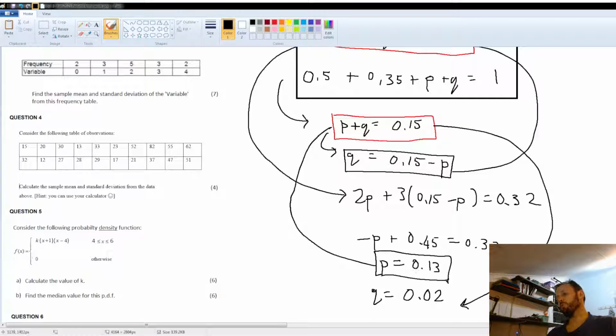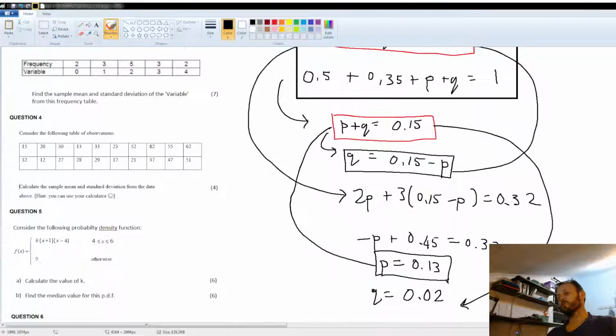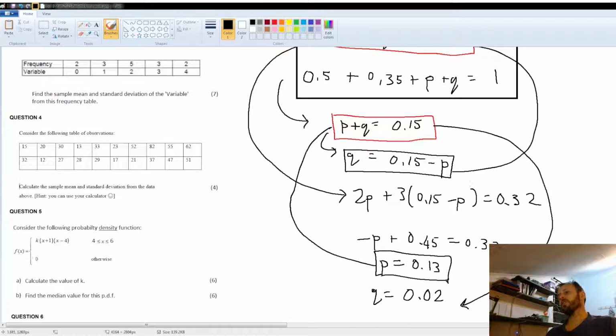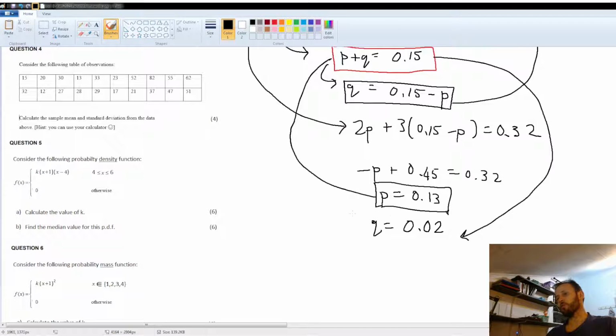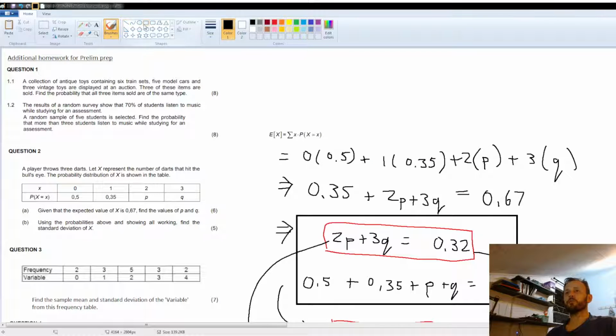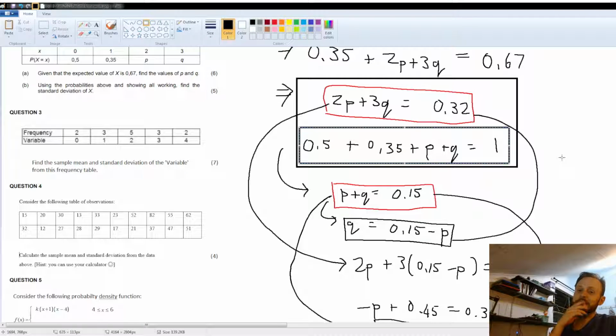Let's check. P is 0.13, Q 0.02. So this would be 0.26 plus 0.06 is 0.32, correct? Check the second one. If you add them together, you get 0.15. Okay, so there you go. There are your two answers. P is 0.13, Q is 0.02. The first of our simultaneous equations came from using the expected value formula. The second of our simultaneous equations came from using the fact that if you sum all the probabilities, they must add up to 1. Don't forget that. Very important.